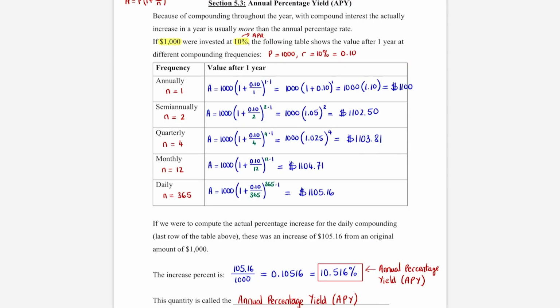Similar to the rest of the table, if you want to find the APY for this number, you take 104.71 divided by 1,000. If you want to find the APY for this number, you take 103.81 divided by 1,000. If you want to find the APY for this number, you take 102.50 divided by 1,000. Now, if you want to find the APY for this, you take 100 divided by 1,000. And you notice that the APY for this will be the same as APR because you only compounded once a year.